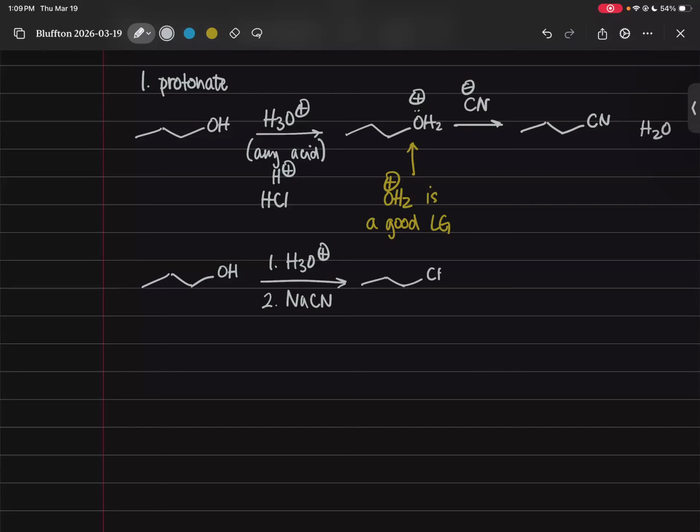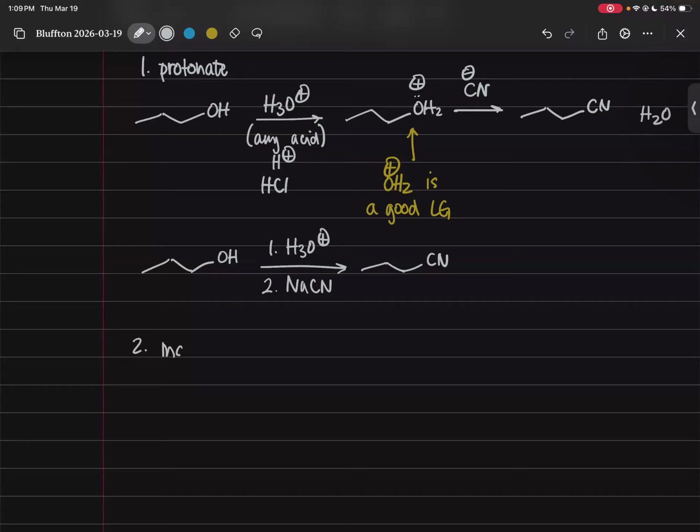You can also turn it into what we call a tosylate. Okay, tosylate has the symbol OTs instead of OH. And, well, it's really OTs minus, but whatever. And the tosylate group is this.